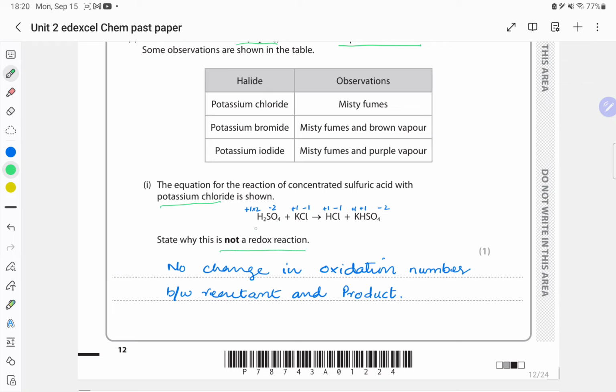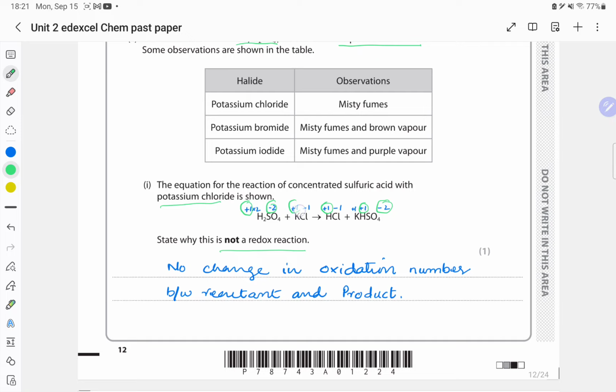So you can see, you're going to write down the oxidation number. In sulfuric acid hydrogen is +1, and then here it is +1 as well. So there is no change in hydrogen. Same here also, the hydrogen is +1, and then sulfate is -2 over here, sulfate is -2 over here. So there is no change in oxidation number.